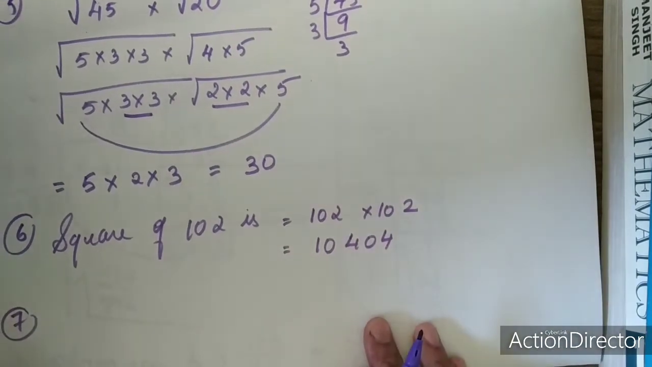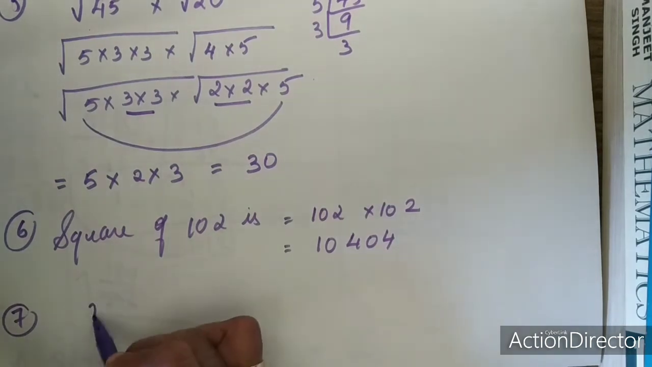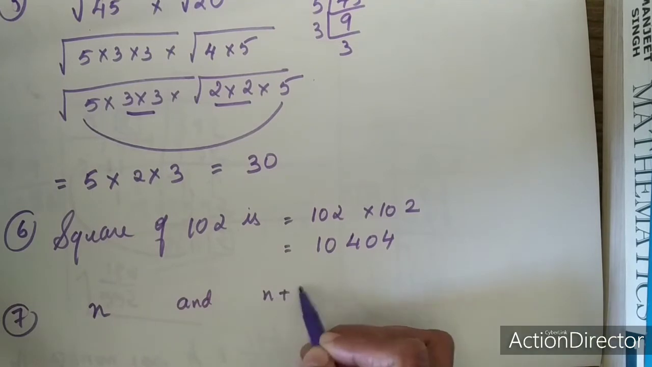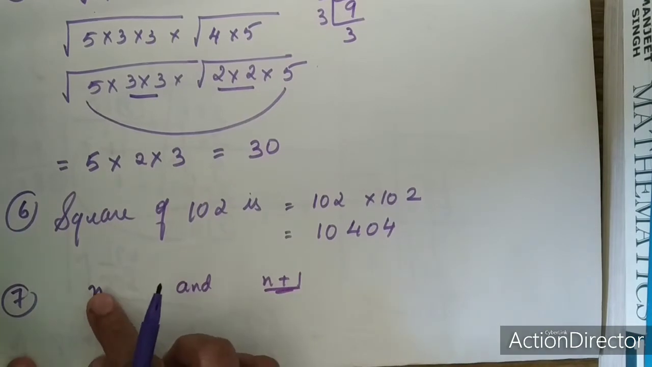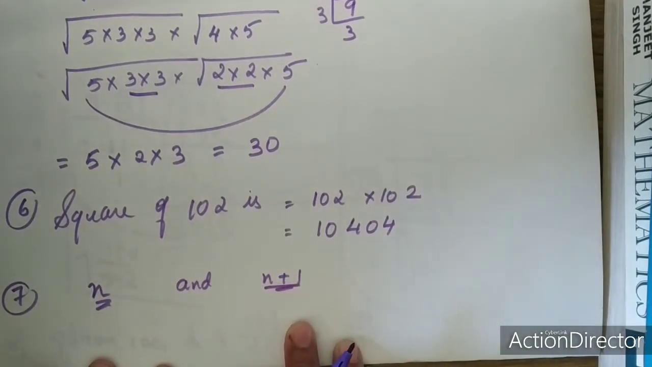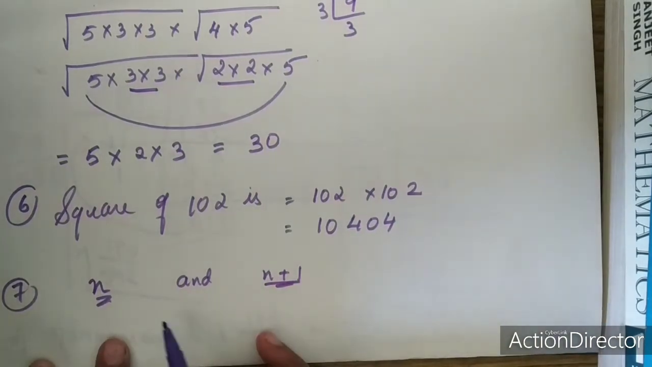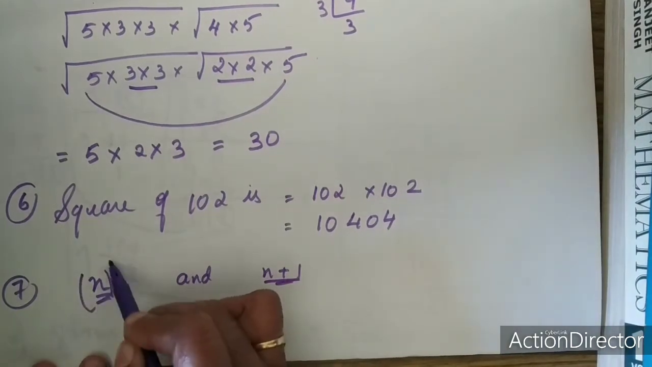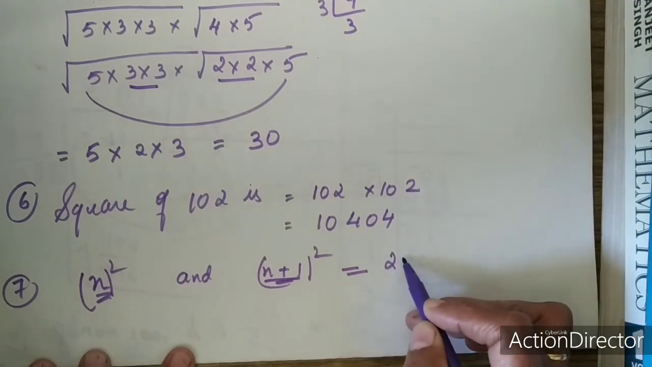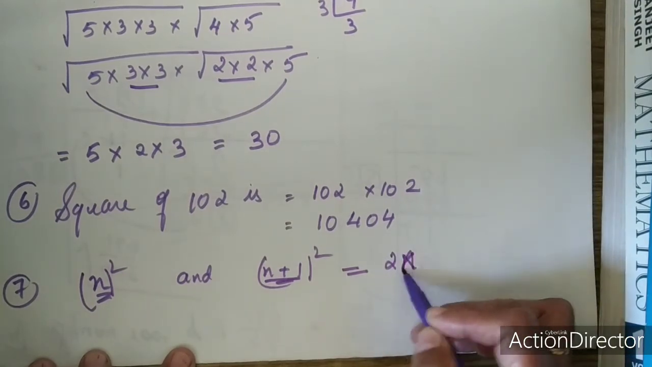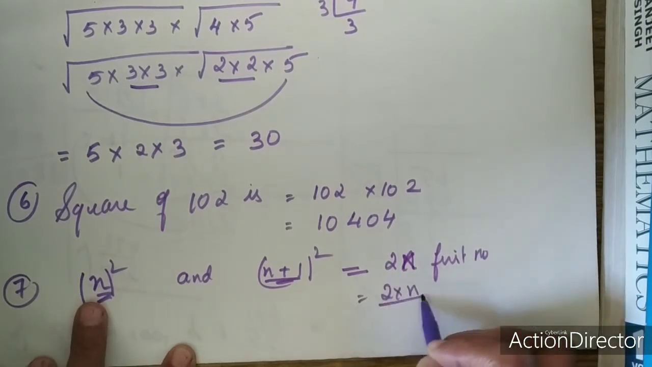Next question. The number of non-perfect squares between the squares of two natural numbers n and n plus 1. That is, I have to find the number of natural numbers between n square and n plus 1 whole square. So I have a general formula. The formula is 2 into first number. So which is my first number? n. So my answer is 2n.